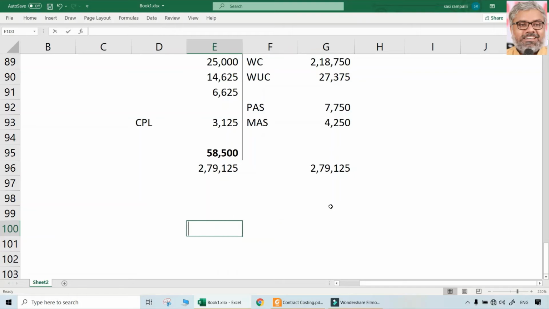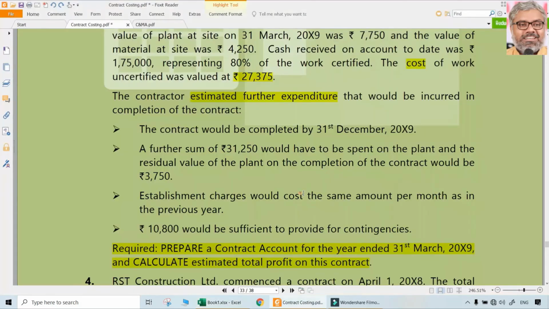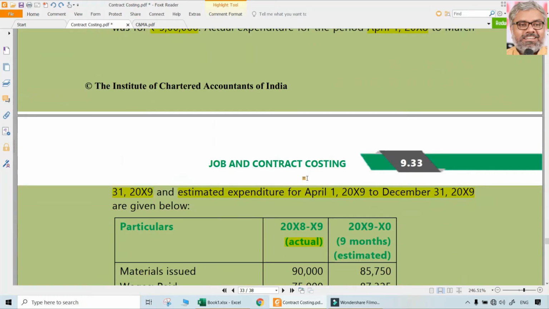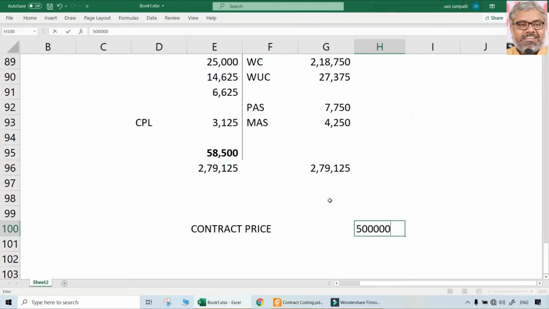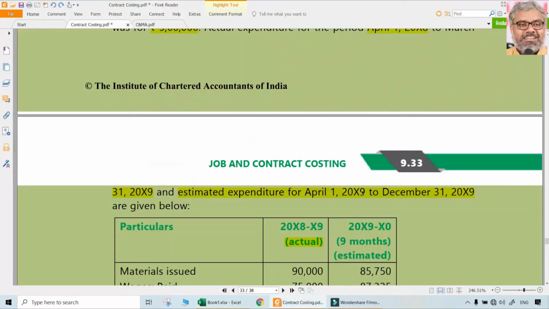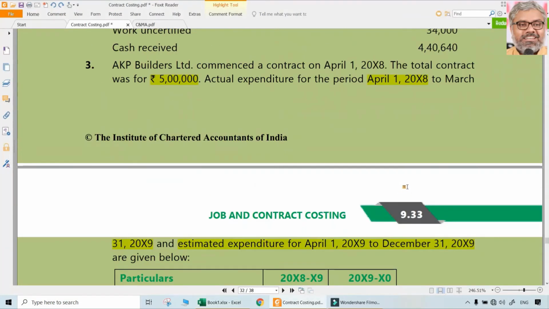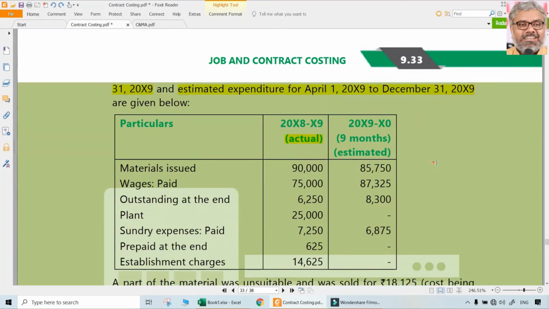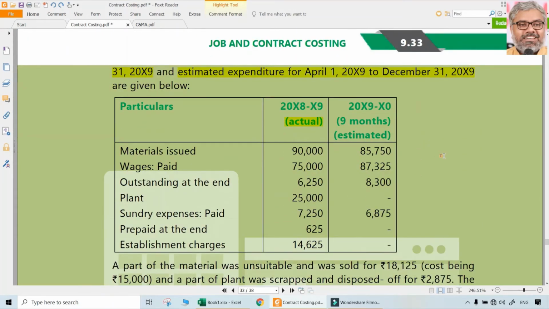For that, first let us take the contract price, that is separate, which is 5 lakh rupees as given in the question. Contract price is 5 lakhs. Keep it aside. Then we have to take down all the costs which are related to the contract. For that, we need to identify one by one what all will be there. First thing first, materials cost.